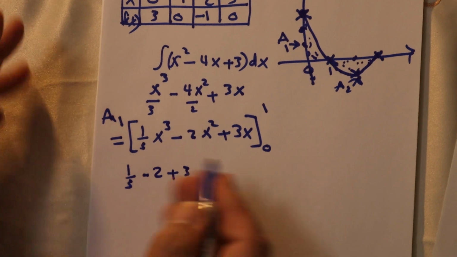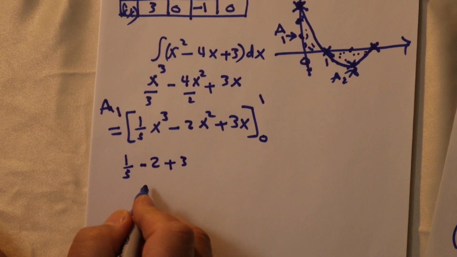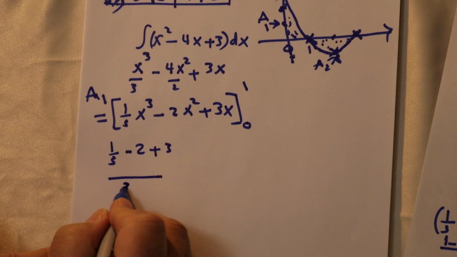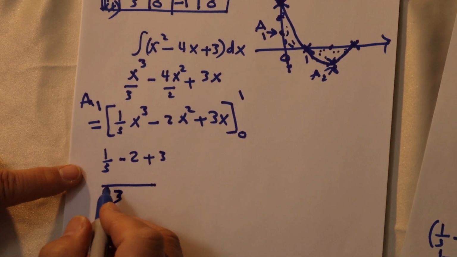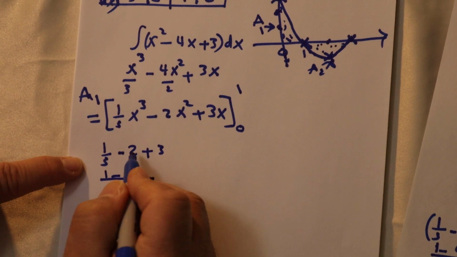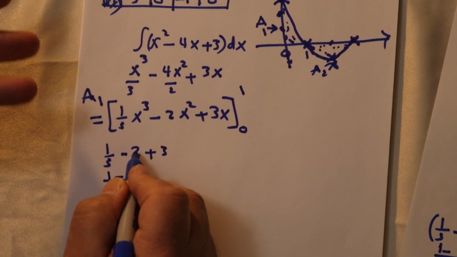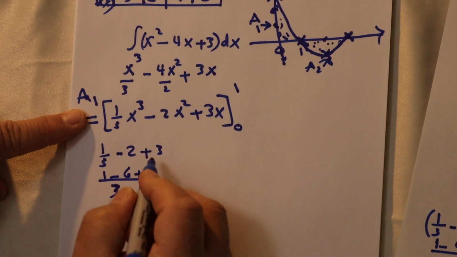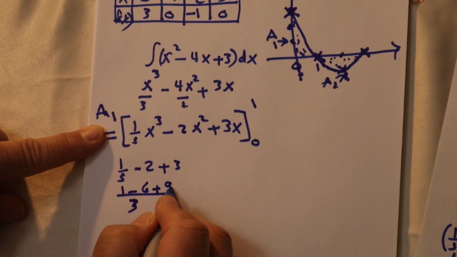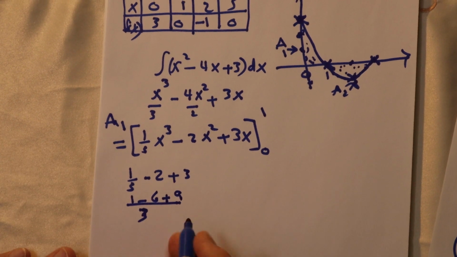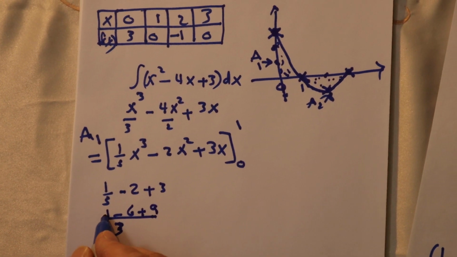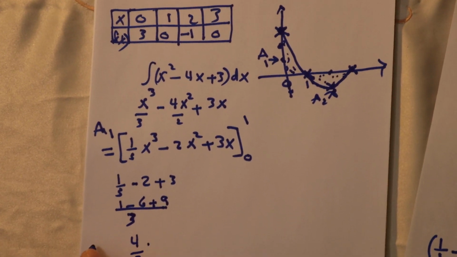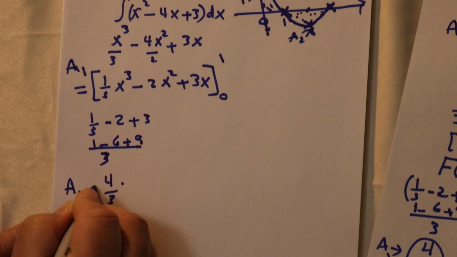Then we need to simplify 1/3 minus 2 plus 3. Use a common denominator of 3 for all. The 1 stays as numerator 1. The 2 should be tripled: 2 times 3 is 6, because 6 divided by 3 is 2. And the 3 must be tripled, so it will be 9 divided by 3 is 3. Simplify: 9 plus 1 is 10, 10 minus 6 is 4 over 3, and this is area 1.